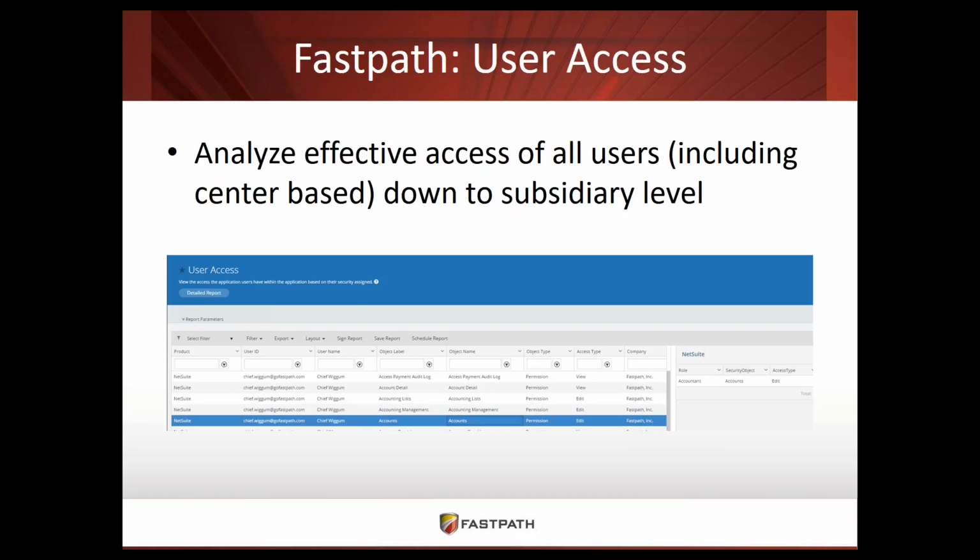So first off, when we go to user access, we're trying to determine who has access to NetSuite, and what they can do with that access. We provide simple canned reports that are going to look at the effective access of all users, including center-based users, and we're going to do that down to the subsidiary level. So we're including that subsidiary analysis to determine which subsidiaries a given user has the permission in, as well as that cumulative access level to determine the greatest access level they have.